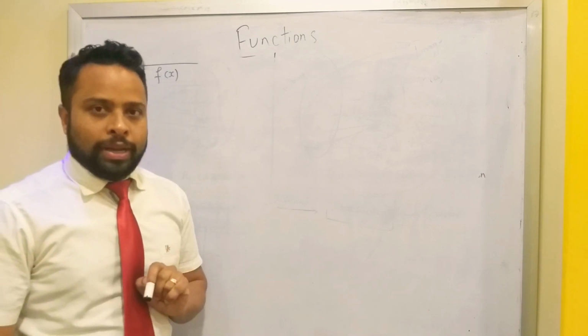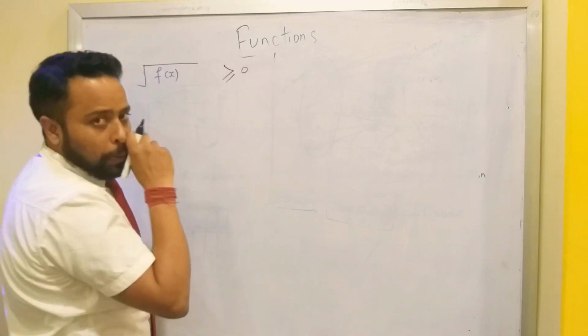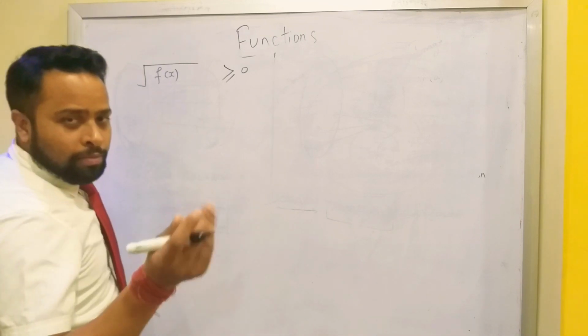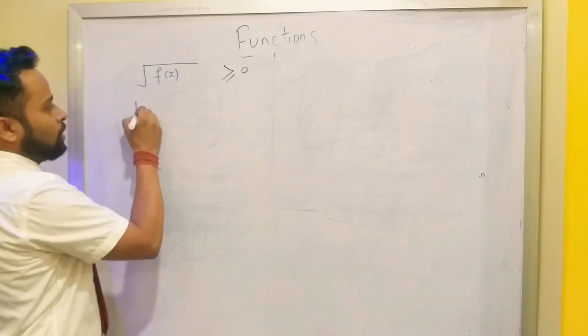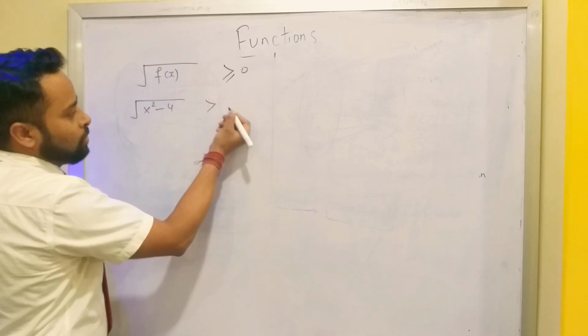No, it can never be negative. So it is always greater than or equal to 0. Remember this, always keep it in mind. That is why in class 11, I hope you all must have practiced this question: root over x square minus 4 is greater than or equal to 0.